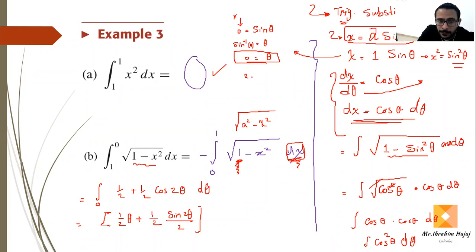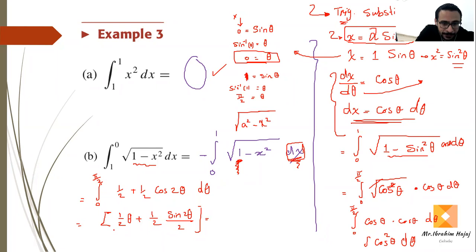When x is 1, what? Sine theta. Then theta equals the sine inverse of 1, which is pi over 2. So you have to convert the limits: instead of 0 to 1, now we converted it to 0 to pi over 2. Even with u substitution, yes, in all questions of definite integrals, if you work with u substitution you have to convert the limits, and likewise for theta and angles.